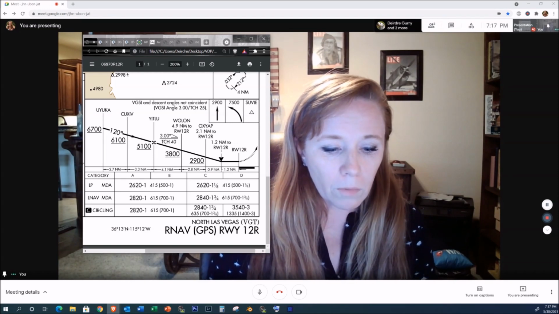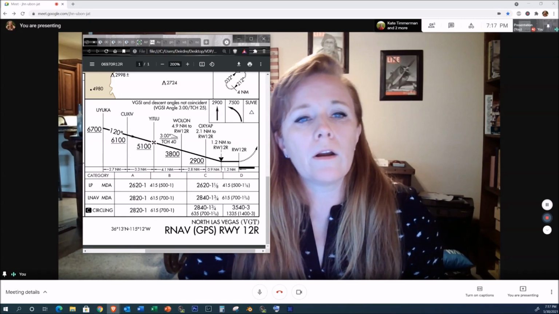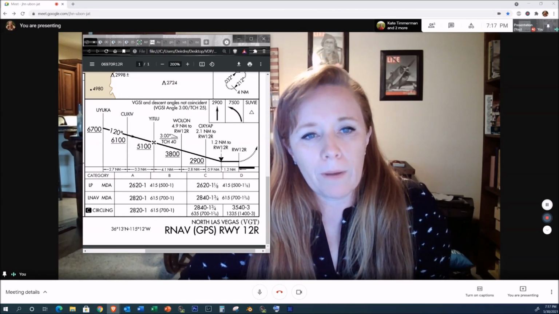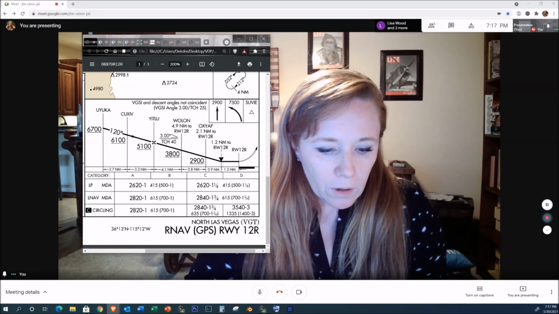Okay, so what is a VDP? It's a visual descent point. But what's important here is, where is that VDP coming from? What is that calculated off of? How are they getting that number?